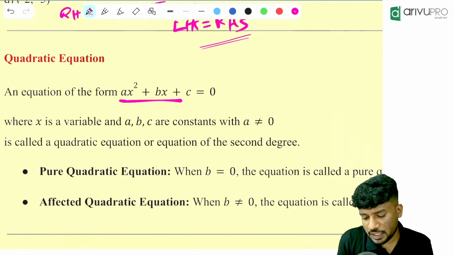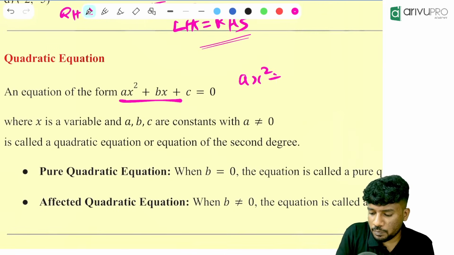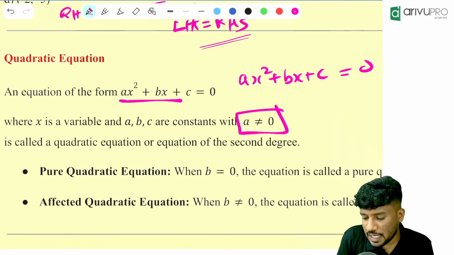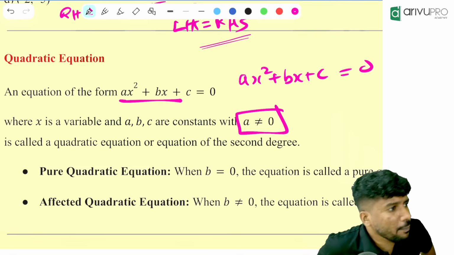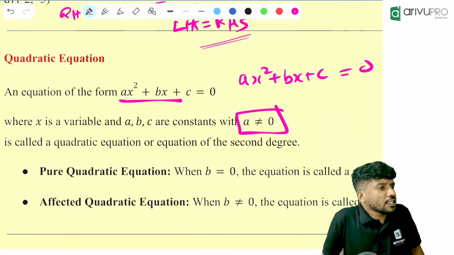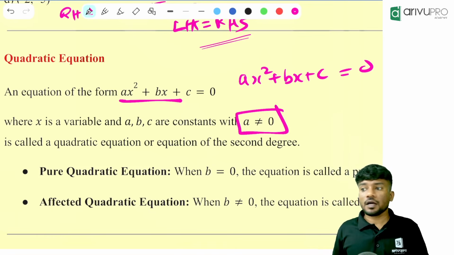The general way of writing is ax square plus bx plus c is equal to 0, where a cannot be equal to 0. What will happen if a is equal to 0? Can anyone tell me what will happen? Yeah, that means it will become a linear equation. It is not possible. That is the meaning.